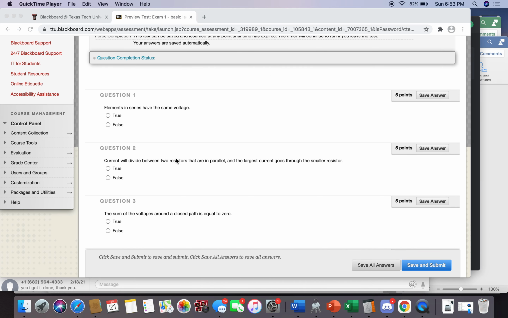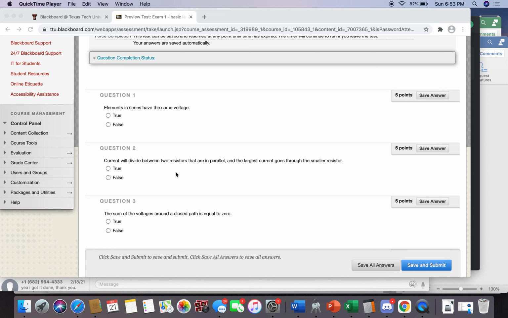The first question was: elements in series have the same voltage. That is false. Elements in series do not have the same voltage. The voltage divides across elements in series. Elements in series have the same current. So that question was false.